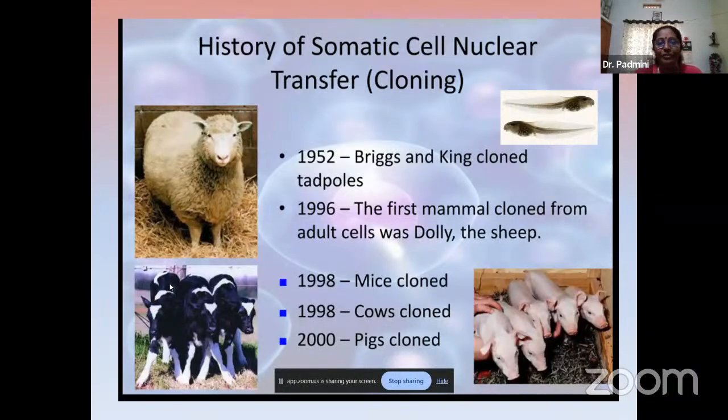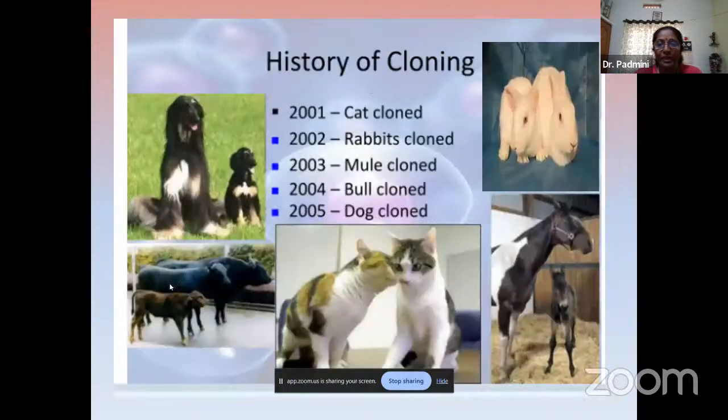So in 1952, Briggs and King cloned tadpoles. The first one to be cloned was a tadpole. And then in 1996, as we all know, the famous Dolly the sheep was cloned. Later, mice, cows, and pigs were cloned as well, and there's a lot more to come. In 2001 to 2005, cats, rabbits, a mule, a bull, and also a dog were cloned.